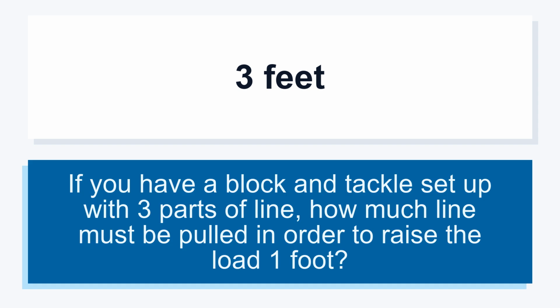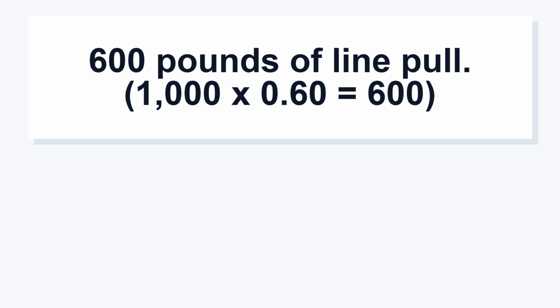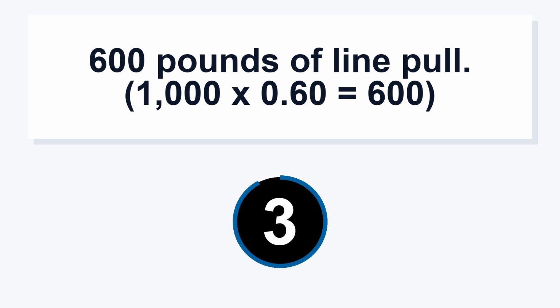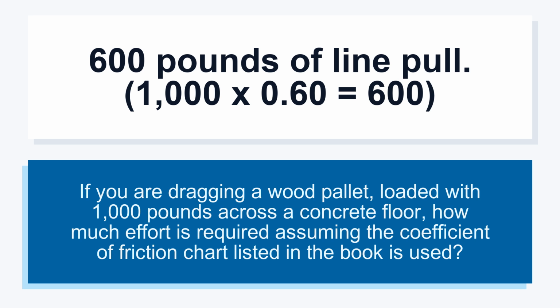If you have a block and tackle set up with 3 parts of line, how much line must be pulled in order to raise the load 1 foot? 600 pounds of line pull. 1,000 x 0.60 equals 600. If you are dragging a wood pallet, loaded with 1,000 pounds across a concrete floor, how much effort is required assuming the coefficient of friction chart listed in the book is used?